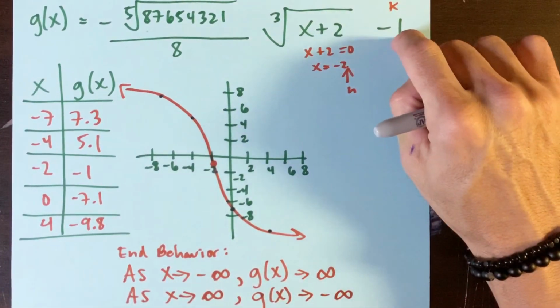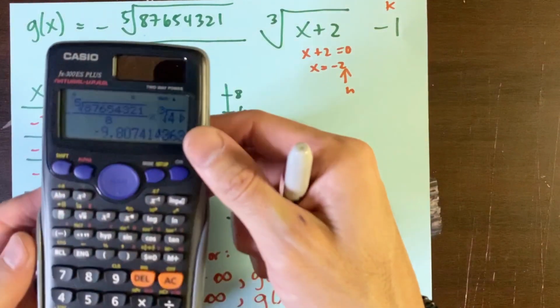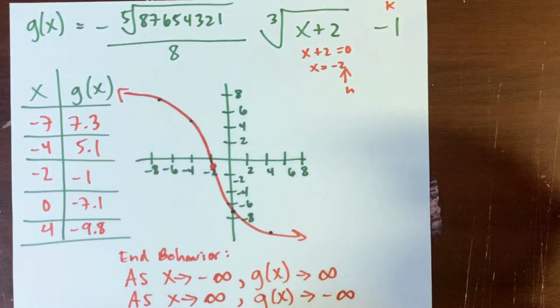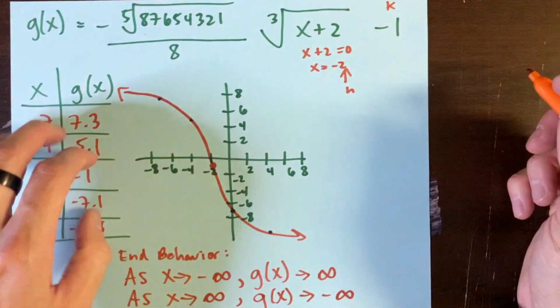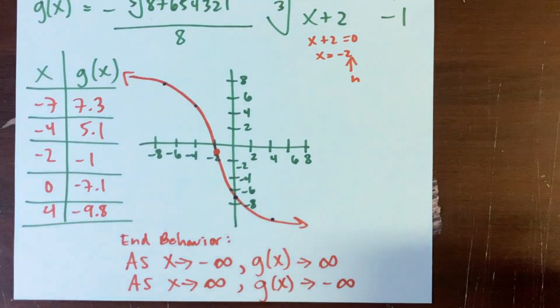Inflection point, HK, table with weird numbers, knowing how to use your Casios. Also, if you don't have a Casio, I'll show you how to do that on Desmos in just a moment. So table, points, and the graph helps us with end behavior.